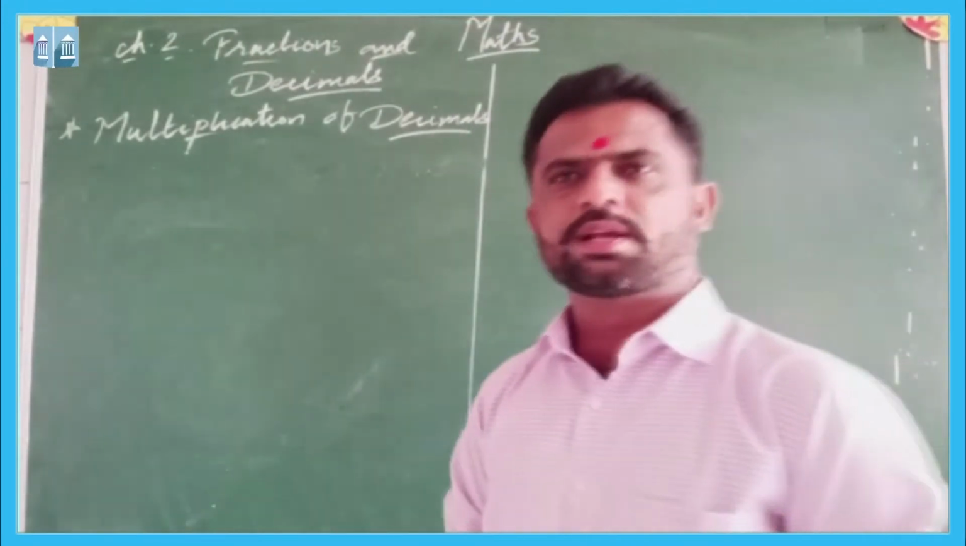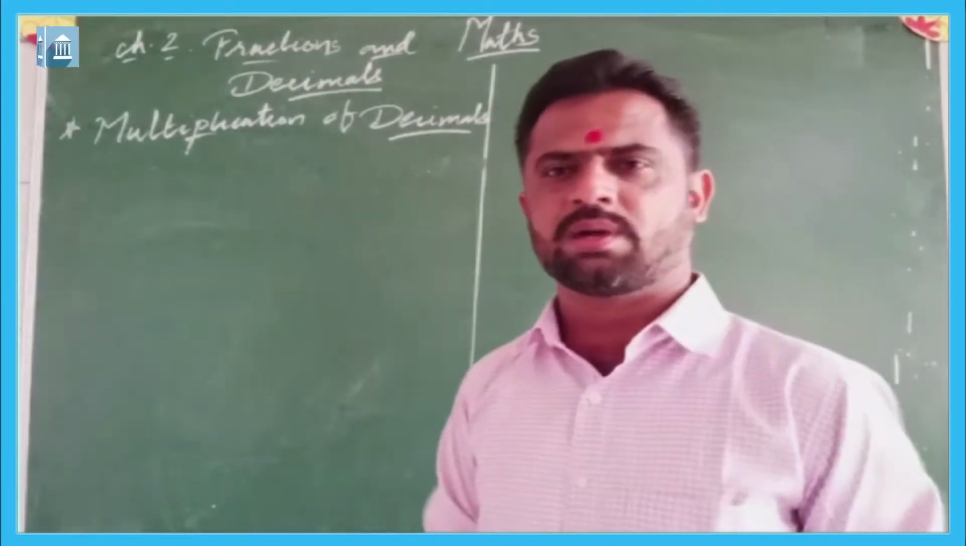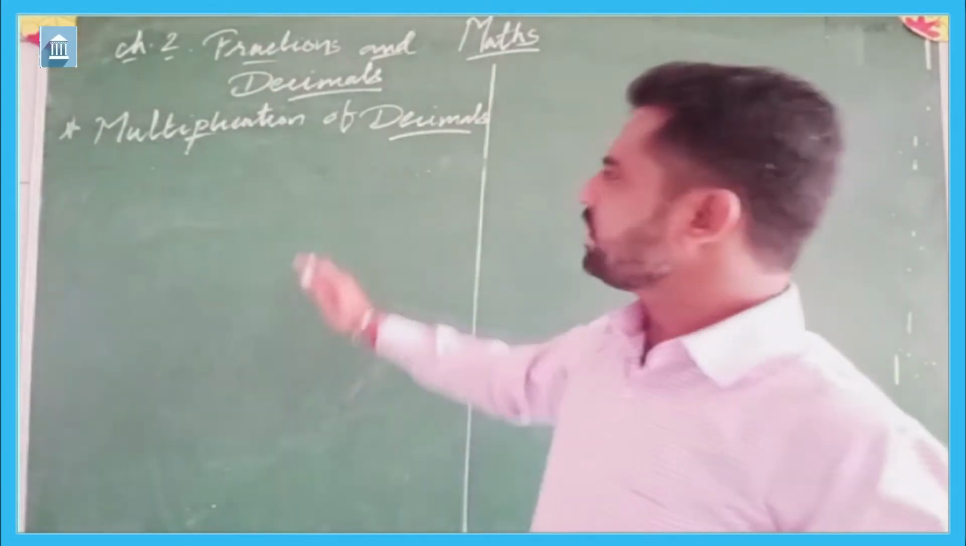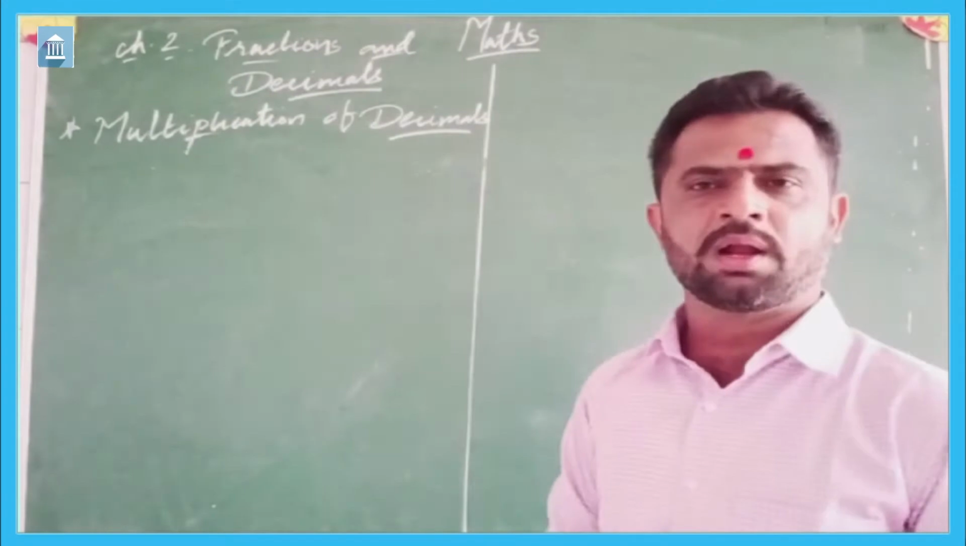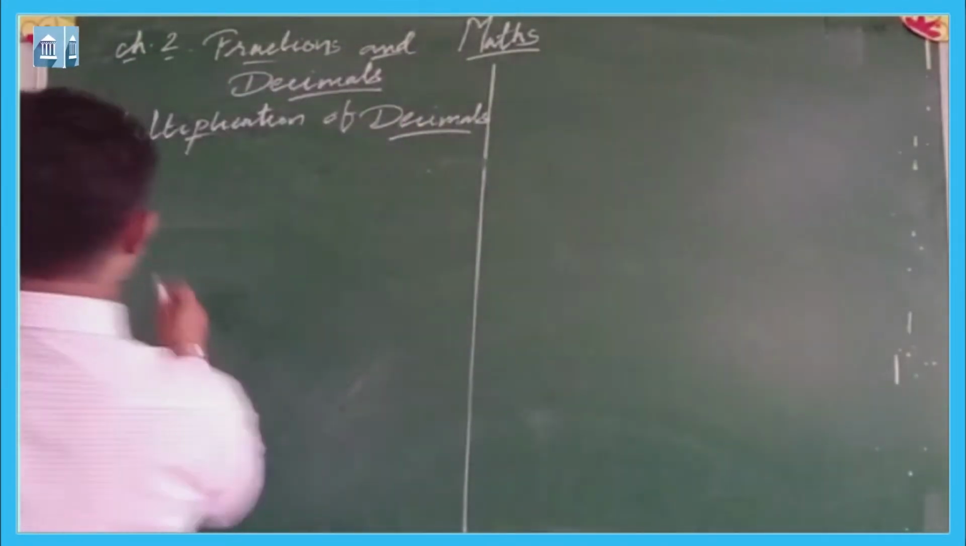Jai Shardema children, today we are going to learn multiplication of decimal. Multiplication of decimal is same as multiplication of number. We just need to keep in mind the decimal point. Let us understand it by some examples.